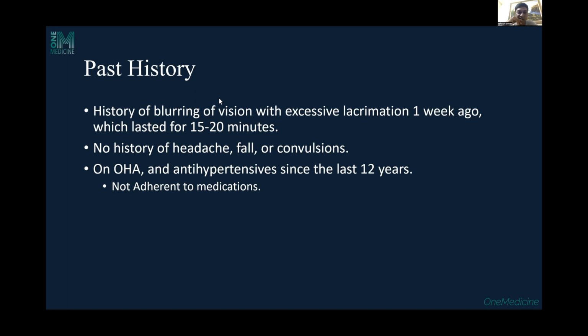How is convulsion relevant in your history? All this, convulsion, should come in HOPI. How is convulsion relevant in your history?